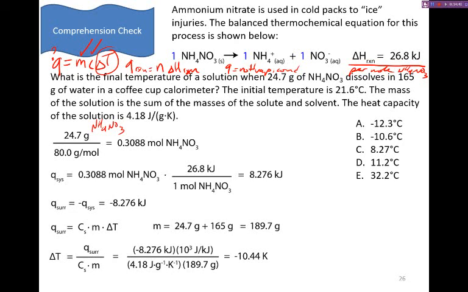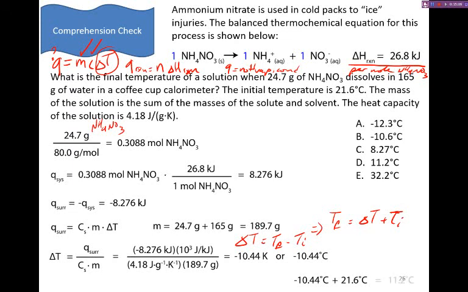Now this is the change in temperature. So if we want to find the final temperature, we need to account for the fact that the change is equal to the final minus the initial. So to solve for the final, that's going to be equal to the change plus the initial temperature, or negative 10.44 plus 21.6, for a total of 11.2 degrees Celsius.